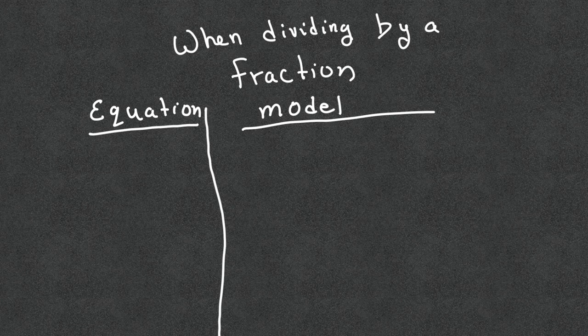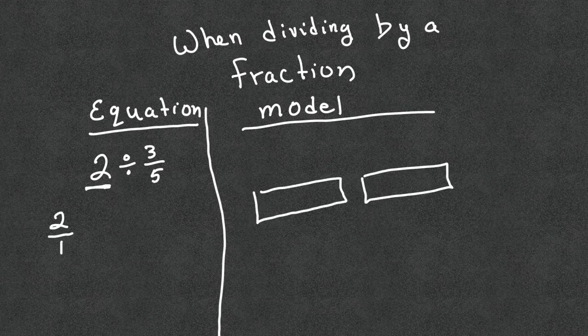On this last slide, what I want to do is kind of summarize what we've done and come up with a rule. Let's say that I'm going to start off with the equation of 2 divided by 3/5, which we've done in the previous page. And so if I want to do this, the first thing I'm going to do is start off by looking at, I've got 2 wholes, which I'm going to write as 2 over 1.